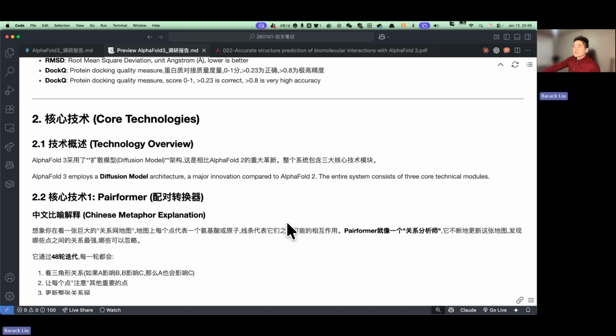For technologies, AlphaFold 3 employs a diffusion model architecture, a major innovation compared to AlphaFold 2. The entire system consists of 3 core technical modules.